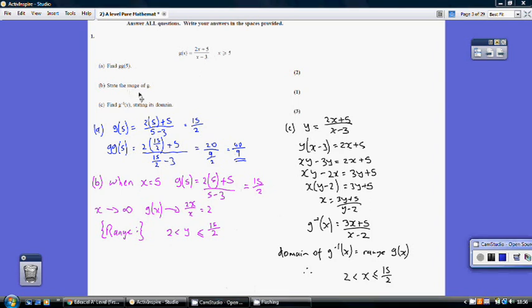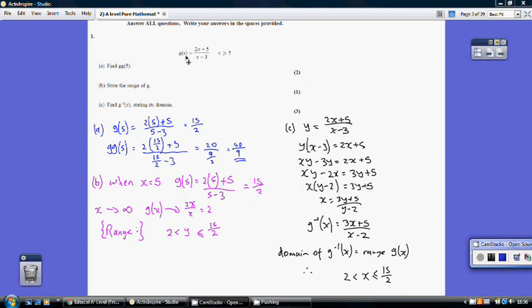Now part B, we've got to state the range of g. So the domain is x is greater than or equal to 5. So substituting 5 into the function, we get 15 over 2. So that will be one extreme of the range.